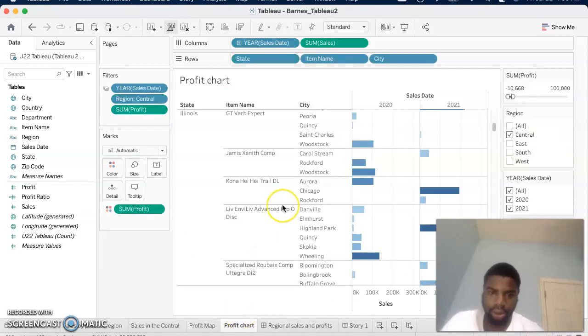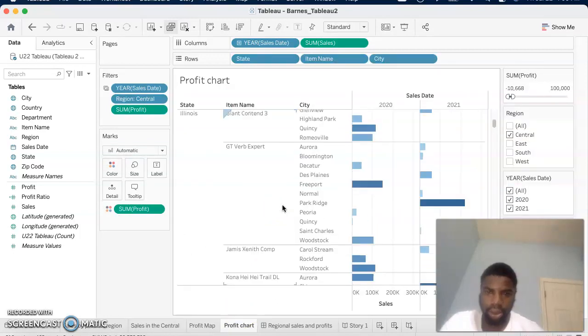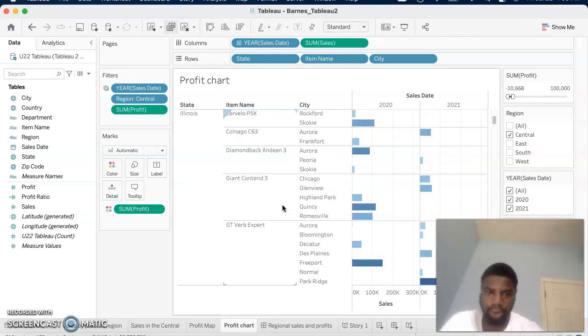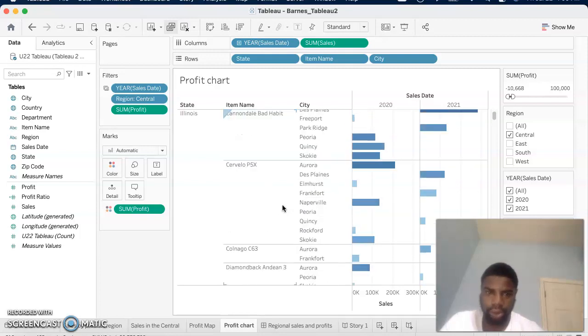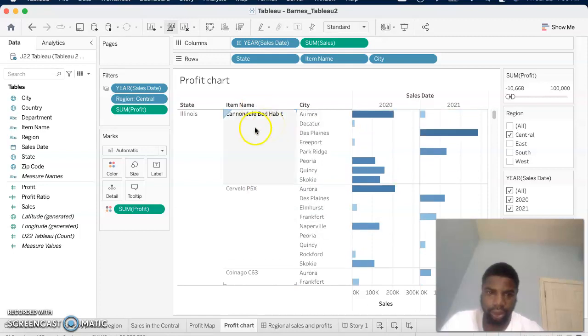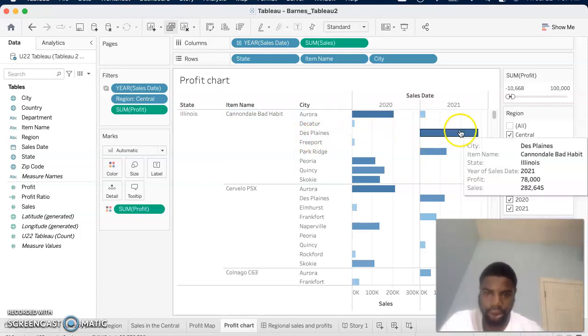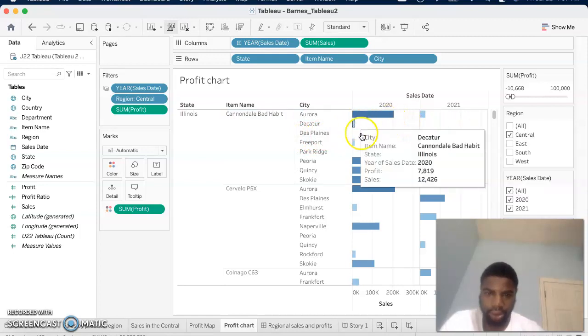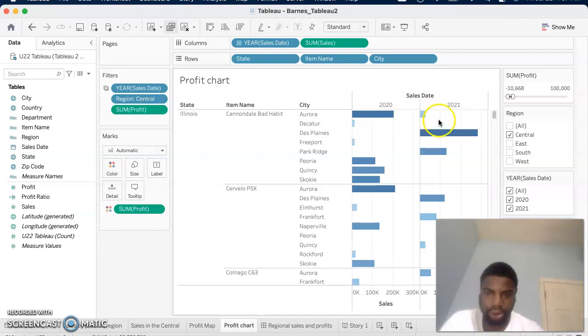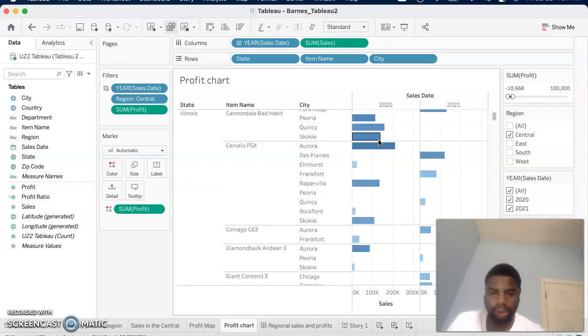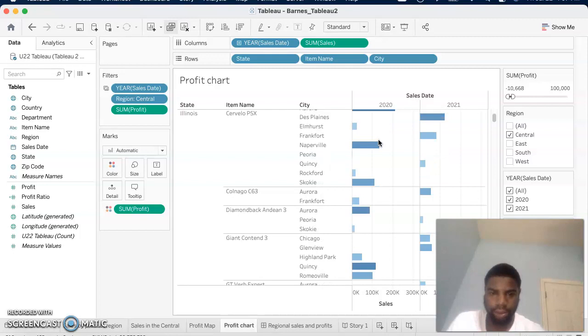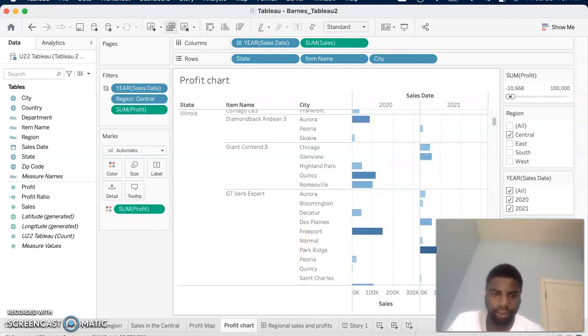And I also set up a profit chart to be able to illustrate the states, some of the bike names, and the city in the central region, and some of the cities bringing in just around $100,000 in profit, or barely not bringing in profits and losing profits up to $10,000 between the cities in the central region.